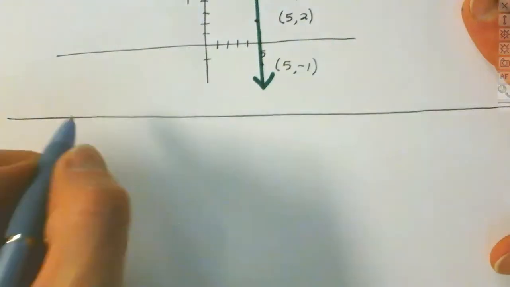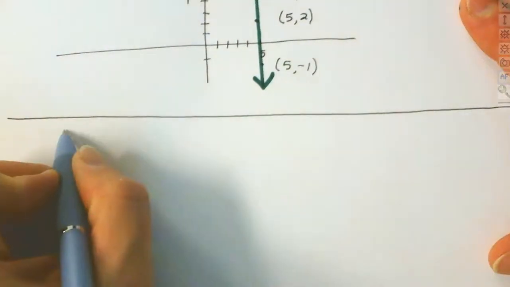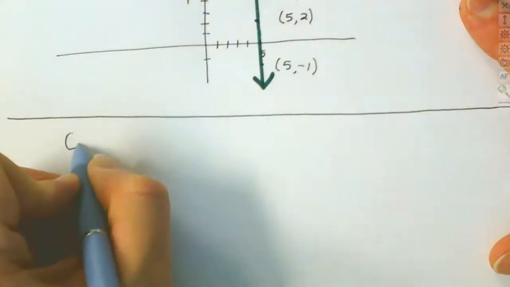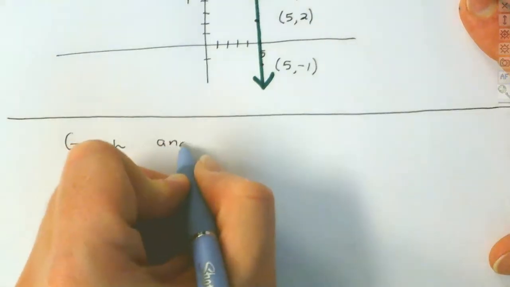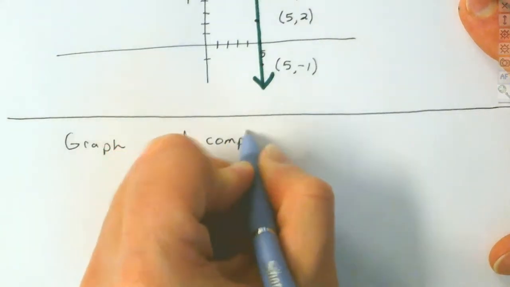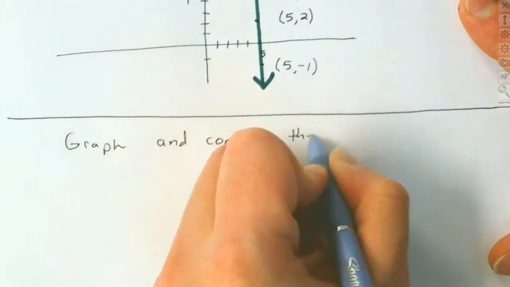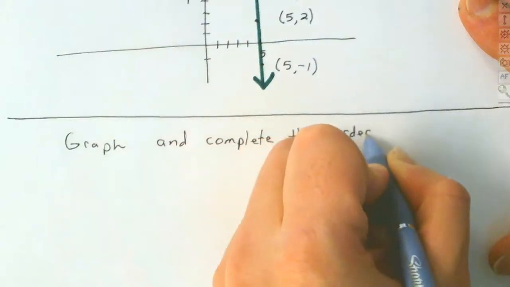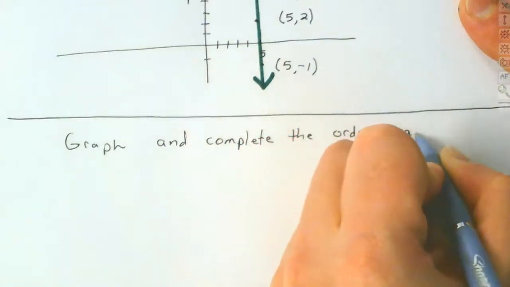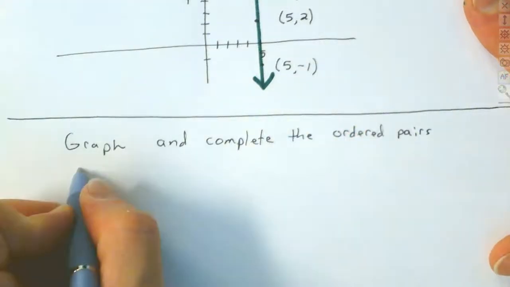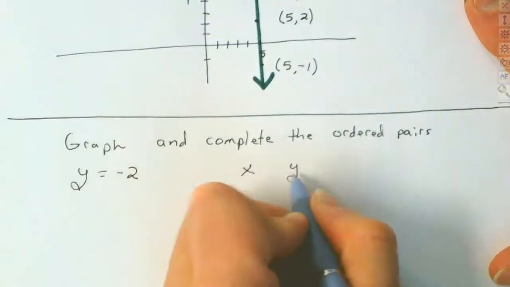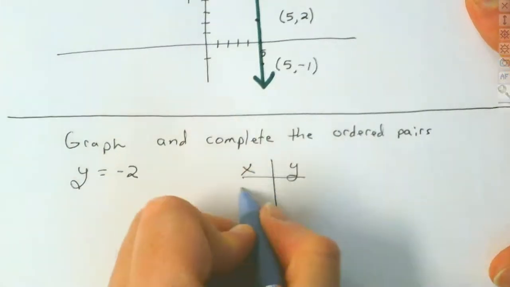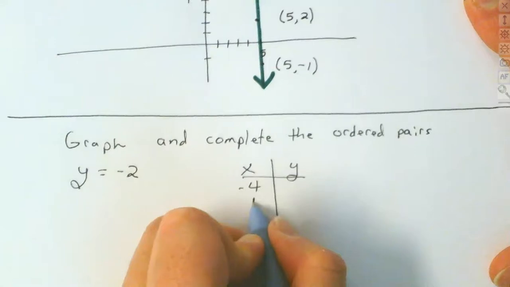So let's do one more of these. And again, we're going to graph and complete the table, or the ordered pairs. And I'm going to give you a y value. Let's say we have y equals -2. And I'm going to plug in some x values. And let's say we have -4, 1, and 2.